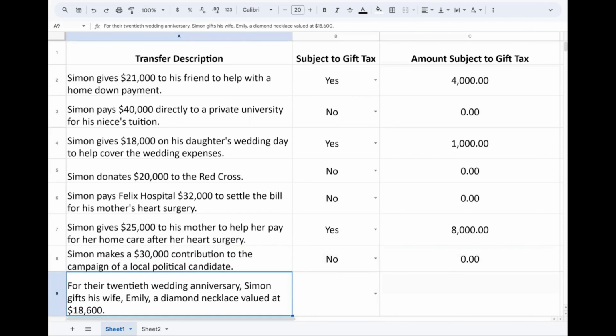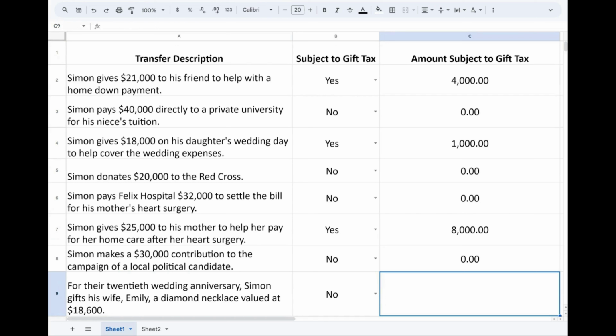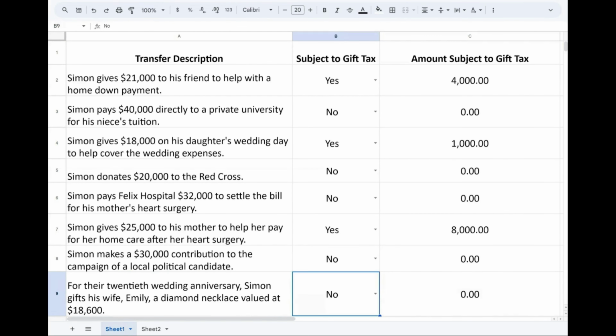Now, for their 20th wedding anniversary, Simon gifts his wife, Emily, a diamond necklace valued at $18,600. Now, Simon and Emily would be glad to know that gifts to spouses are usually exempt from gift tax, and therefore the whole amount is not subject to the gift tax, and the amount subject to gift tax is 0.